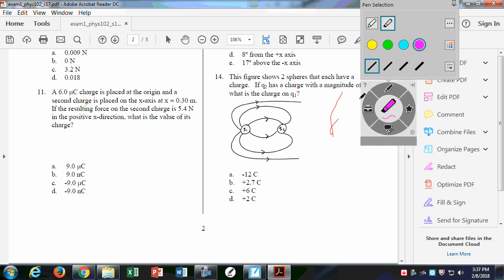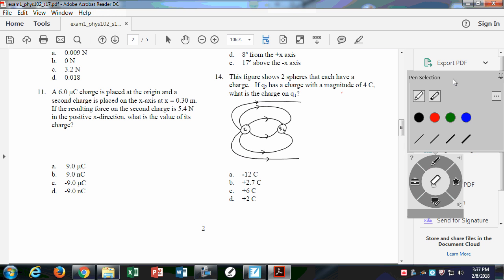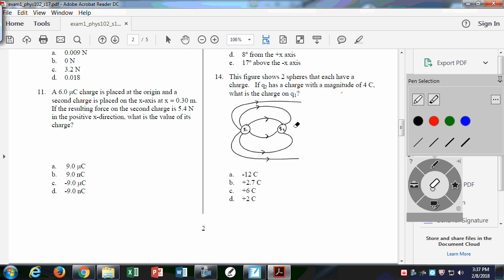Sorry. So here I want to know what is the magnitude of the charge on Q1. And y'all say that's easy, right? We've done this before. Q2 has a charge of 4 coulombs. Then what is Q1? Well, I got 1, 2, 3, 4 lines over here, 1, 2, 3, 4, 5, 6 lines over here. So it's going to be 6 coulombs. It's positive because it's coming out.